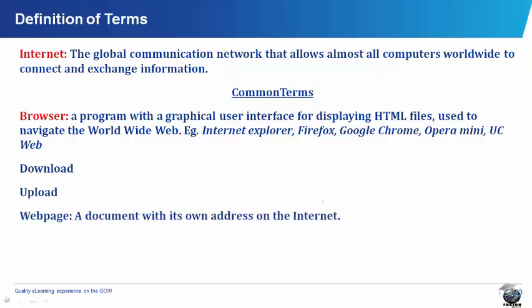Web page. A web page is any document with its own address on the internet. As mentioned before, the internet is a large network, a network of networks. Let us now compare that to a city and each network to a street. A web page is like a destination on each street, an address on each street.